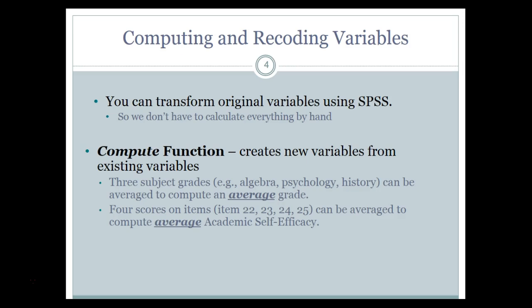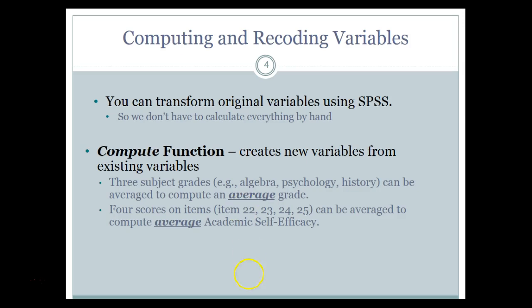You could also, for instance, an example here that's more applicable to our data set, we have 4 scores on questions or items, for instance, items 22 through 25, on what I call academic self-efficacy. So, for those of you who aren't necessarily psych majors, self-efficacy is your belief in your ability to complete a task. So academic self-efficacy would refer to your belief in succeeding in academic challenges, academic classes, and so forth.